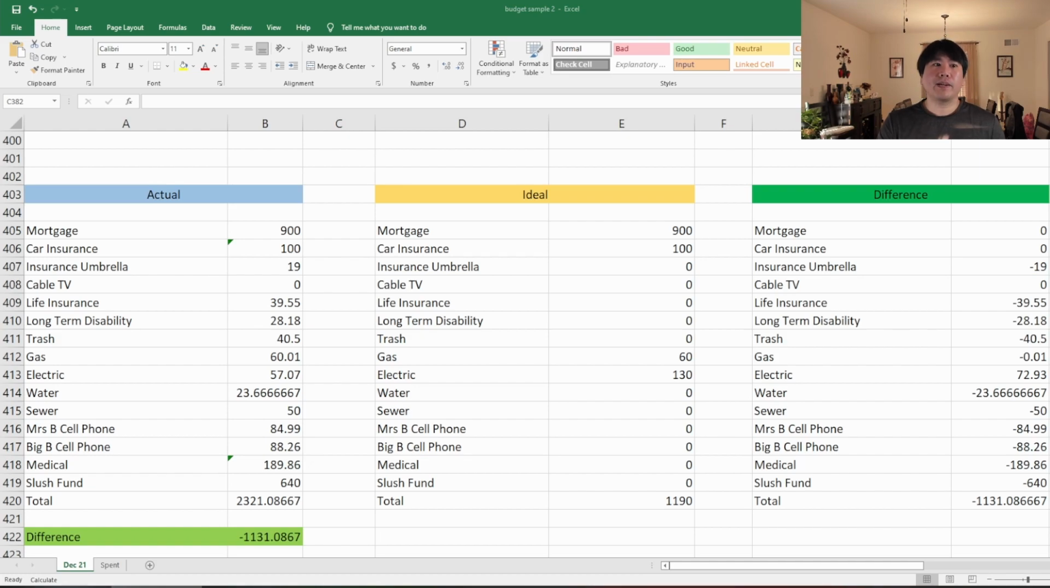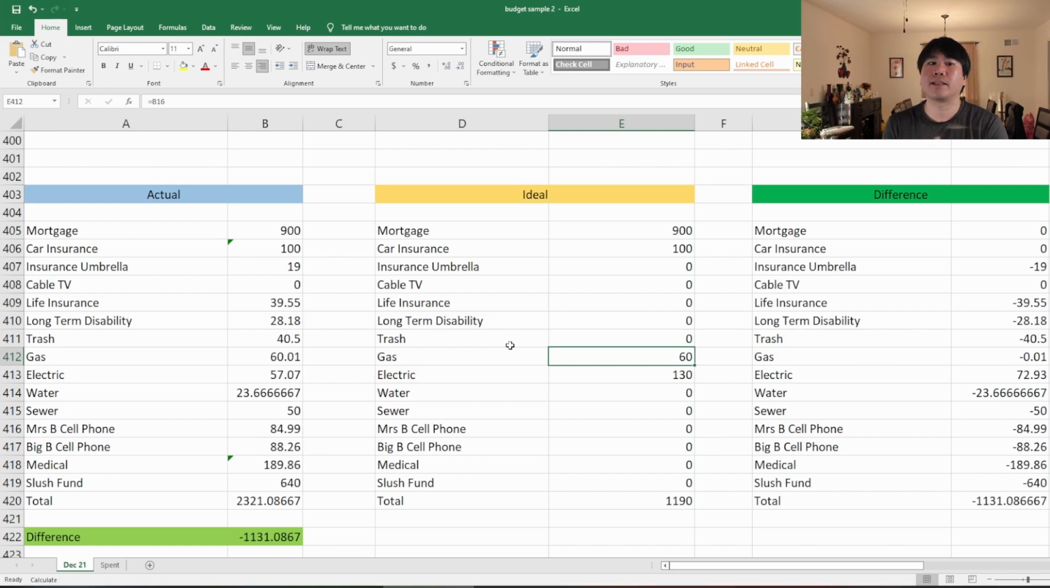For me, that variation is the gas and electric bill. So over here, you can see my actual, I put it at 60 and 57. Over here on the ideal is 60 and 130. The reason I do this is because I have really hot summers and really cold winters. So the AC's running, the heater is running. And what I look to do is try to find the worst case scenario.